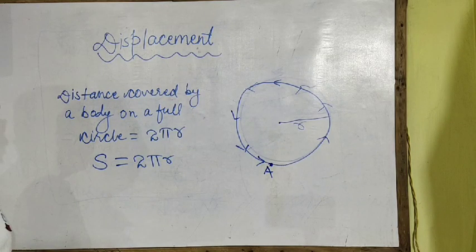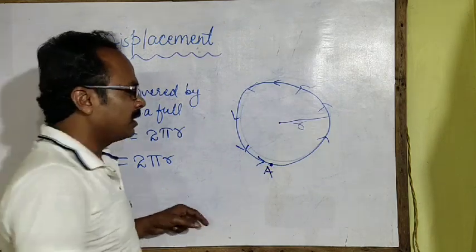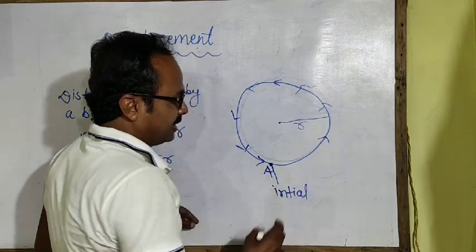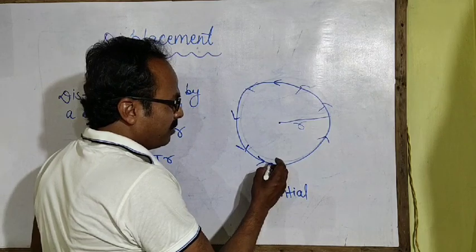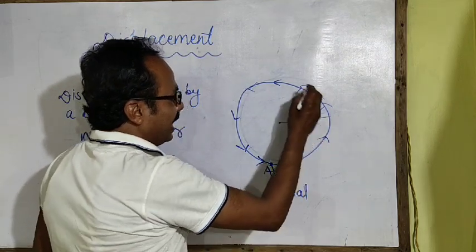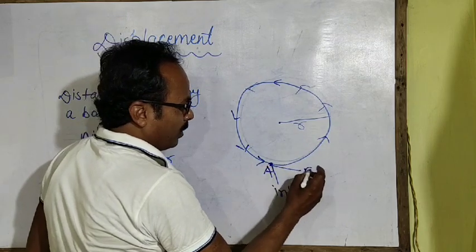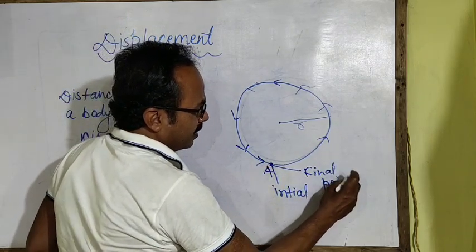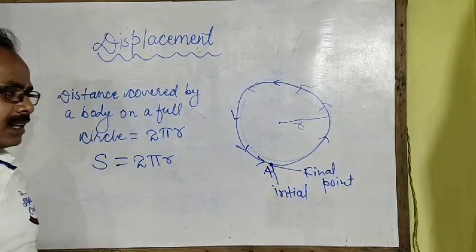So if you have to find out the distance covered by a body, when a body starts, suppose this is the initial point, and the same place is the final point, means the body is traveling along the circular path and reaches the same place, that is point A. So this would be the final point too. Then what will be the distance covered? The distance covered will be 2 pi r.